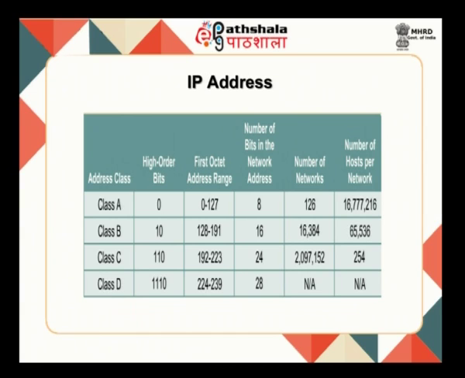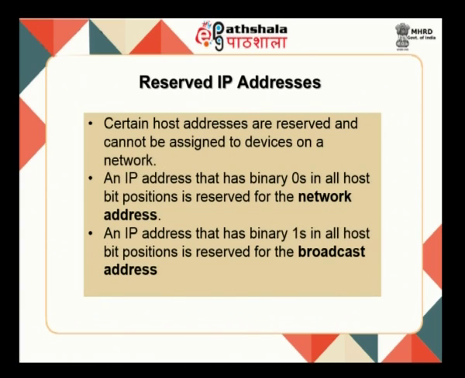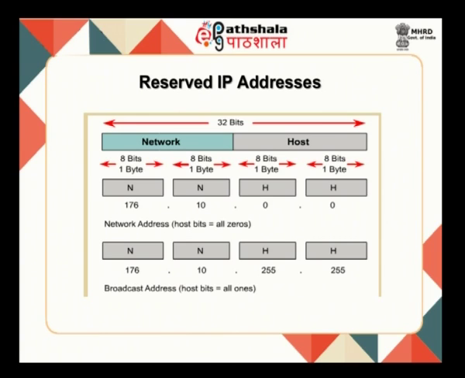Class B is for medium networks, and we can see how many networks you can form and how many hosts you can connect to each network. Now, these are all reserved IP addresses. Certain IP addresses are reserved and cannot be assigned to devices on a network. If an IP address has all binary zeros in all the host bit positions, then it is reserved for the network address. And an IP address that has binary ones in all host bit positions is reserved for the broadcast address.